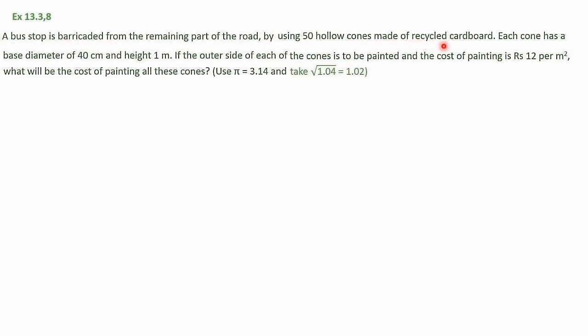This is made of recycled cardboard. Here, these barricades, or these conical shaped things, are made of recycled cardboard. Each cone has a base diameter of 40 cm, which means we can calculate the radius from here. Height is 1 meter. Remember, this is centimeter, this is meter.